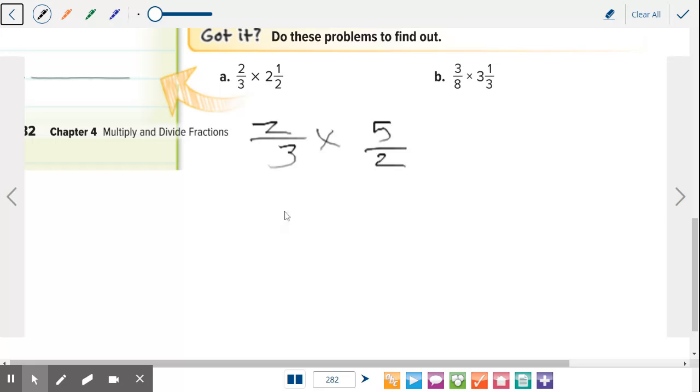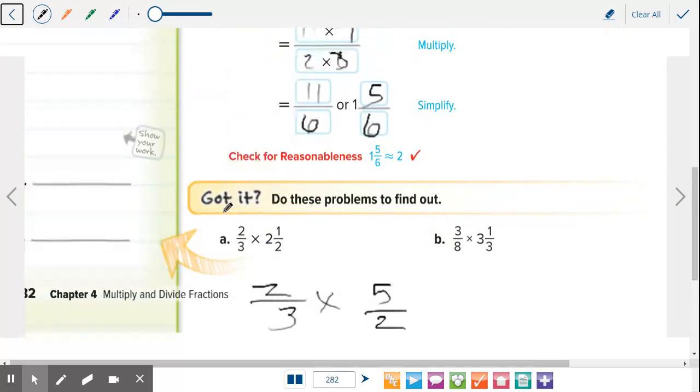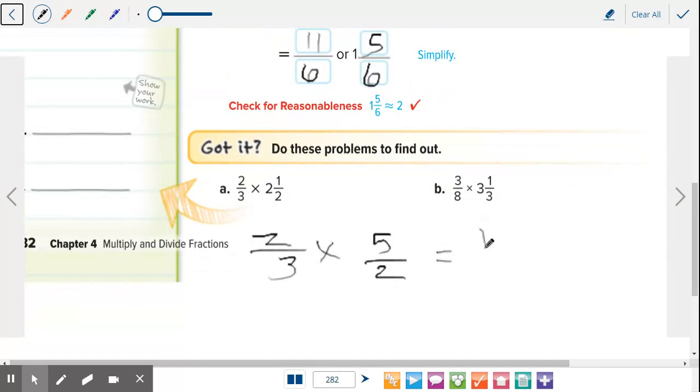What's 2 times 5? 10. Okay, and then 3 times 2, 6. All right, so can we simplify this? We have 10 and 6. Can we simplify it? Yeah, by what? 2. So then you get 5 over 3, because you got to divide a 2 out of both of these. Remember, it's got to be in simplest form. Now, we get 5 over 3. Can we go any further than that? No. So that's the improper fraction answer.